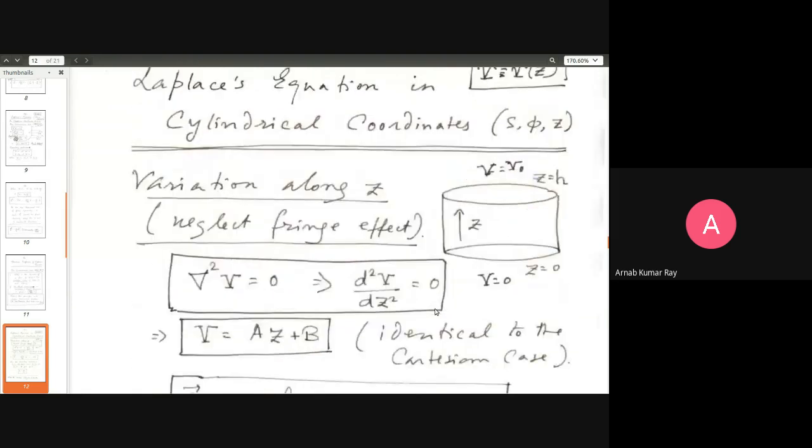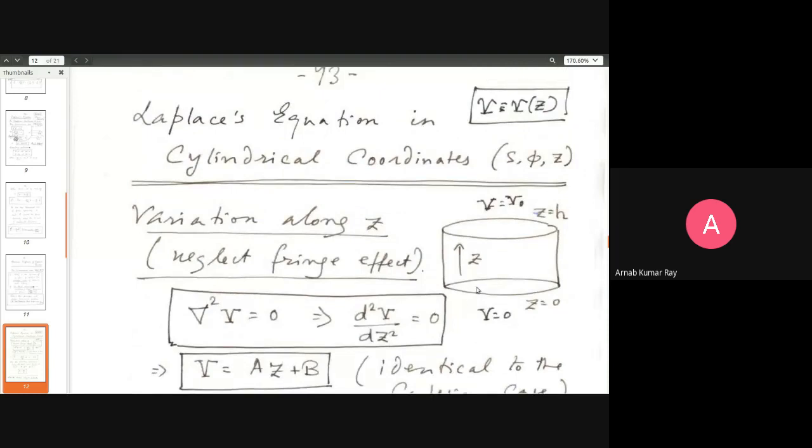So here you have this s, phi, z system. We have solved for the z coordinate first. It's a very simple coordinate to work with, identical to the Cartesian coordinate system.